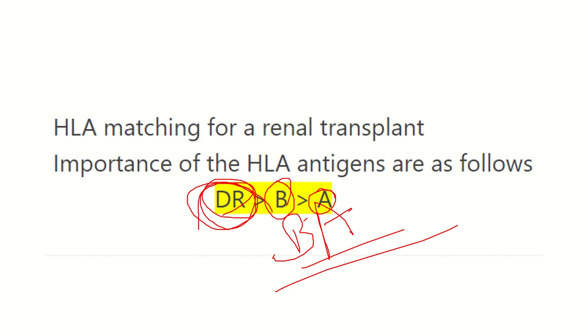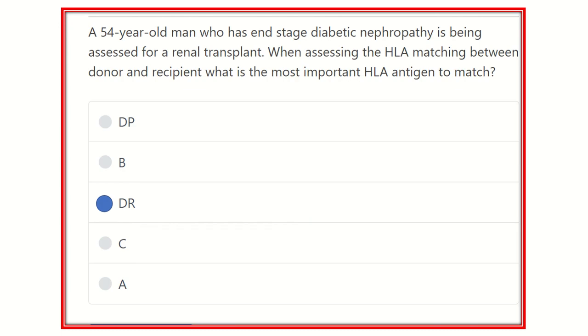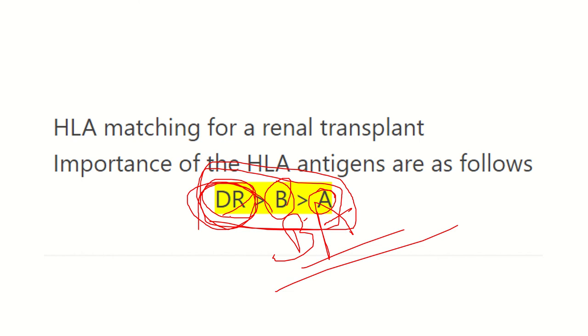So here the most important is DR, the second most important is B, and the third most important is A. In short, we can remember by doctor BA, two separate degrees. Doctor is a degree, BA another degree. In this way we can remember it very easily. So here our final answer is DR, then B, then A.